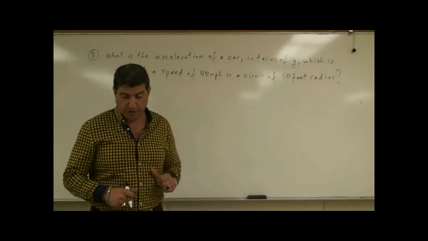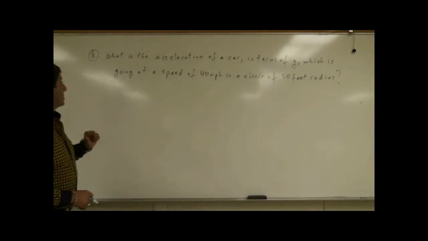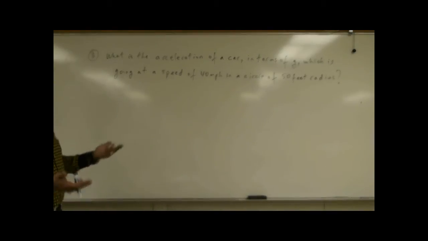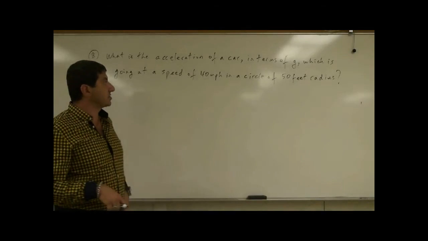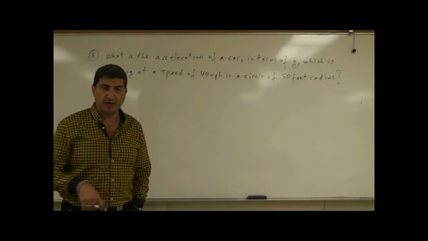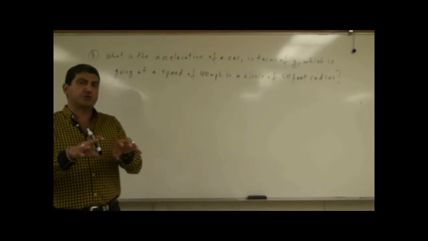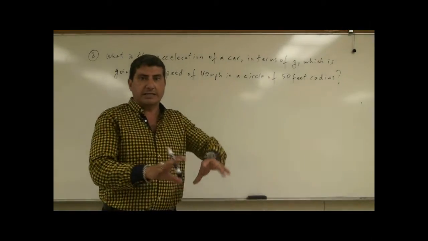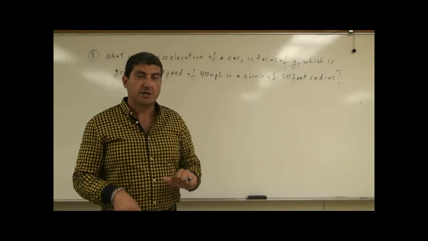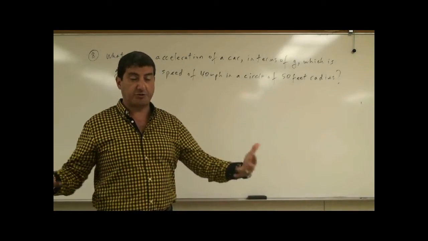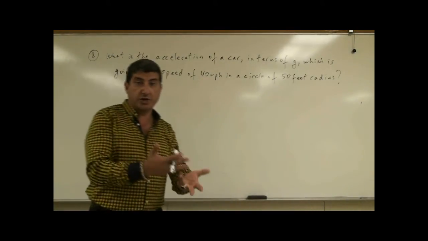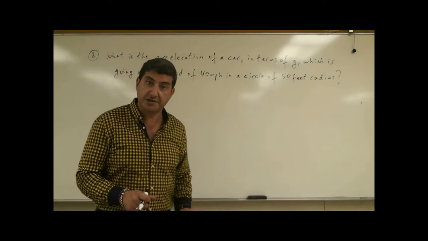Come to another workout problem. This one is a good one here. It says, what is the acceleration of a car in terms of g, which is going at a speed of 40 miles per hour in a circle of 50 feet radius? Once we get the acceleration, we're going to relate it to the acceleration of gravity. That's a benchmark for us, because the acceleration of gravity is a very fast acceleration. If you're larger than that, then you're really accelerating too fast.